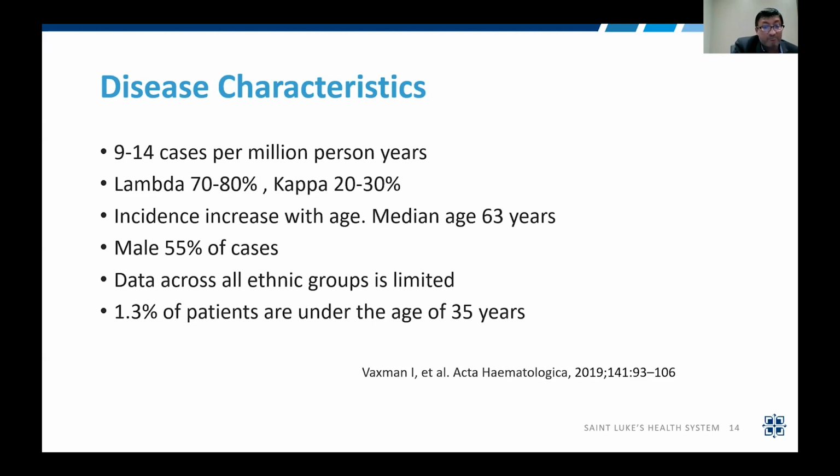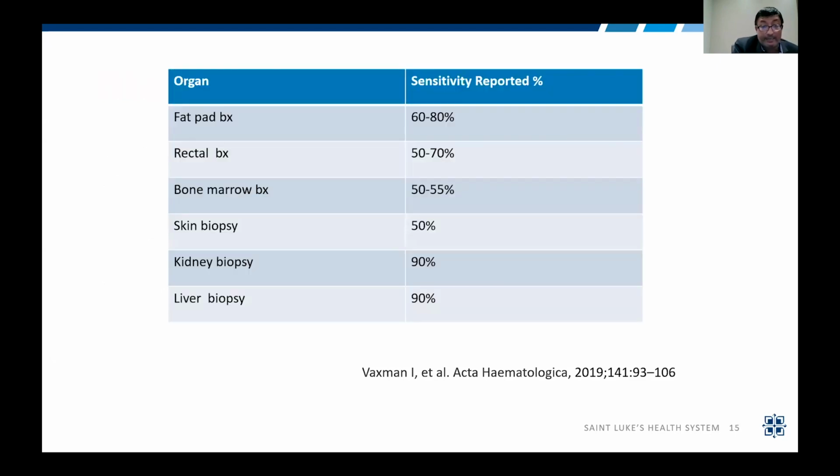Males are more common. Ethnic data is not really accurate to assess which ethnicities are more commonly affected, maybe because of underdiagnosed cases. And then 1.3% of patients are diagnosed under the age of 35 years. In my 5 years of career focusing only on amyloidosis, I have come across 4 to 5 very challenging cases who are less than 35 years of age. So yes, it does happen. It can present in your 3rd and 4th decade as well.